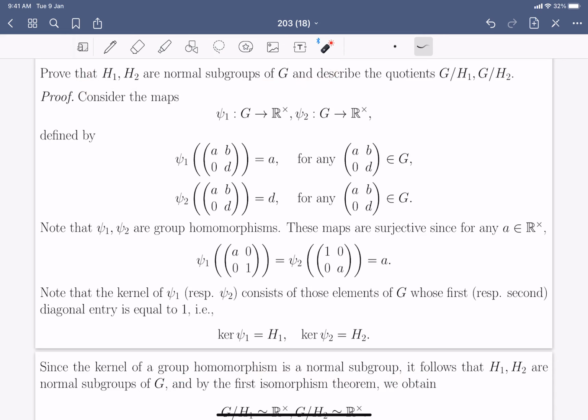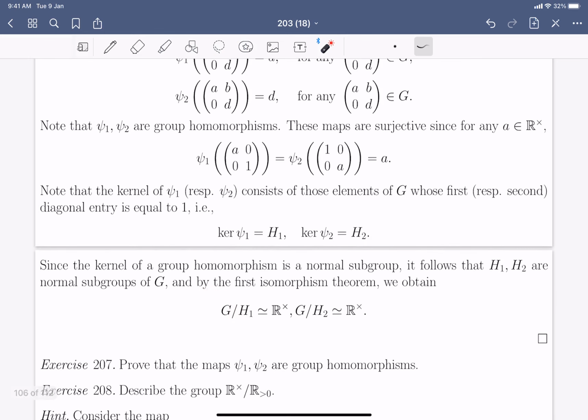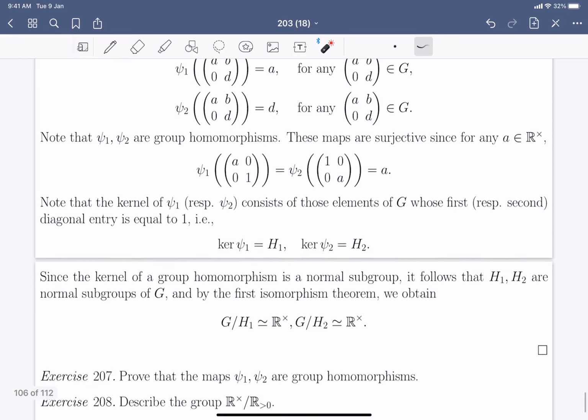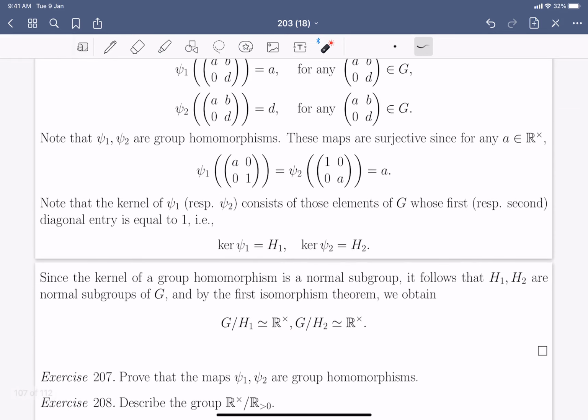Now if you apply the first isomorphism theorem, G quotiented by the kernel of psi1, which is H1, is isomorphic to the image of this group homomorphism. We have just seen that it is surjective, so the image is exactly R cross. So G mod H1 is isomorphic to R cross, and similarly G mod H2 is also isomorphic to R cross, because psi2 has H2 as its kernel and psi2 is surjective too.